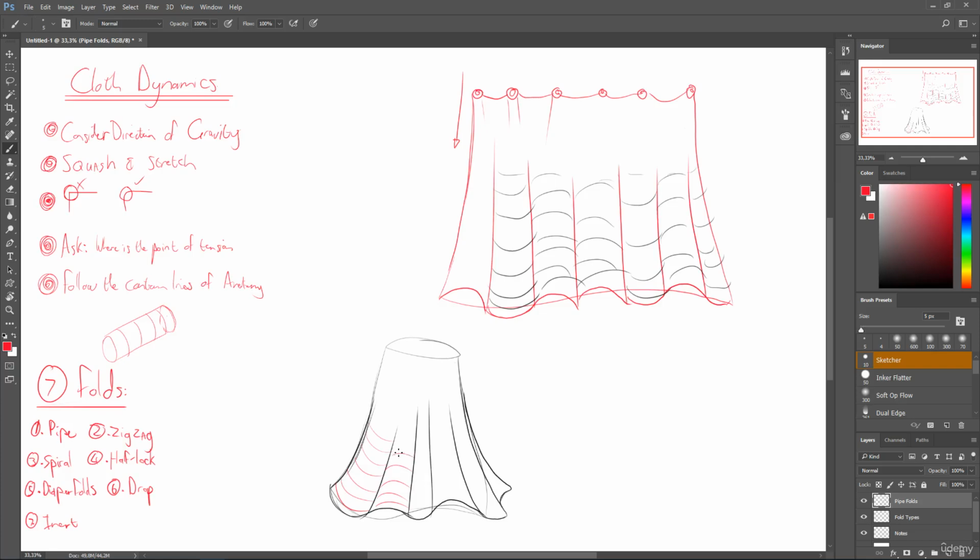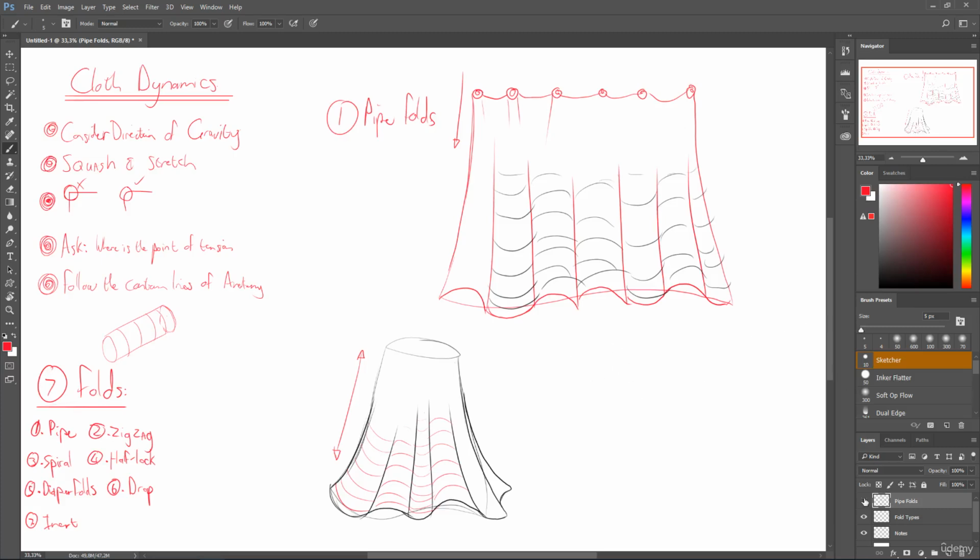Thinner types of cloth tend to pipe fold more easily. Well, I say thinner, but also heavier, because they'll want to tend to pipe fold. But generally, you're looking at a longer cloth that tends to pipe fold as gravity is pulling down and the fabric gets heavier. So these are our pipe folds here. You will see this commonly on long pieces of fabric, curtains, long dresses, and generally materials that are quite long. All right, so those are our pipe folds.